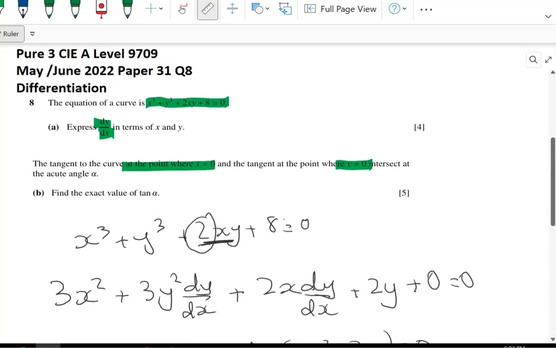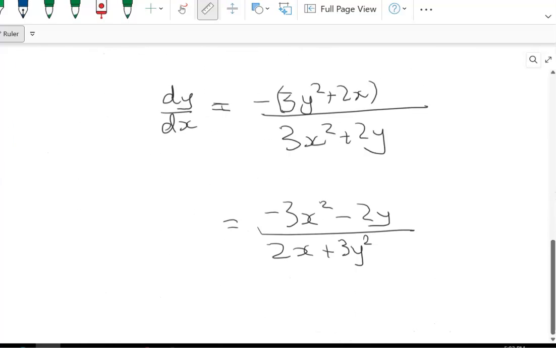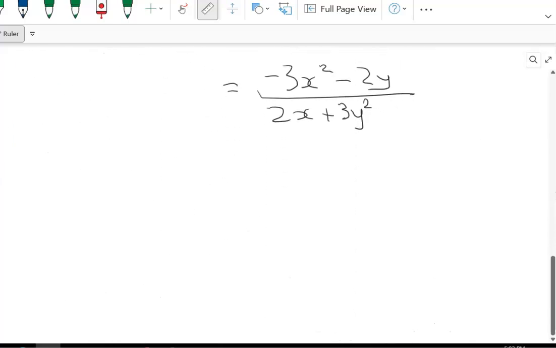Now, the next thing is we want to know, so that's the first 4 marks, the tangent to the curve at the point where x is equal to 0, and then the tangent where y is equal to 0. So my tangent depends obviously on x and y. So the first thing I need to do is to say, well, when x is equal to 0, what's y? And when y is equal to 0, what's x? And that's quite fast to do.